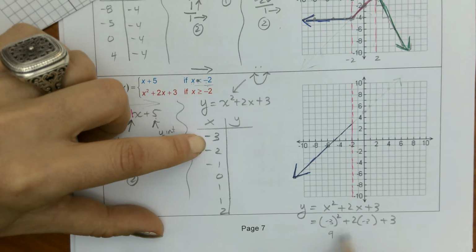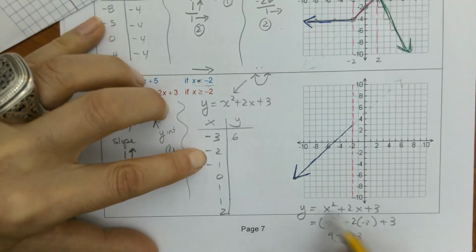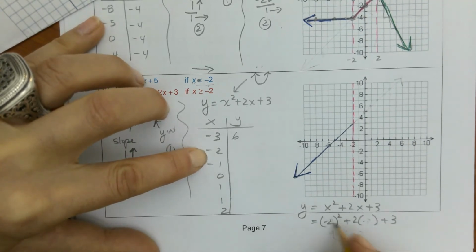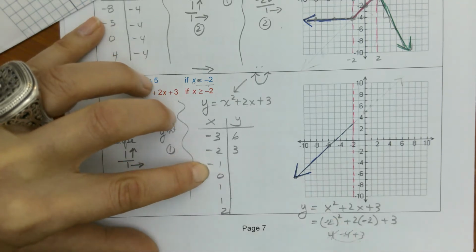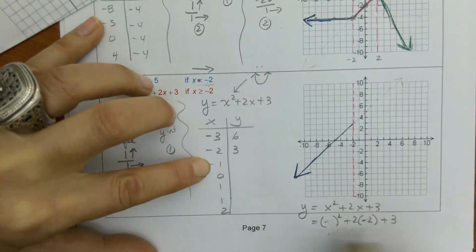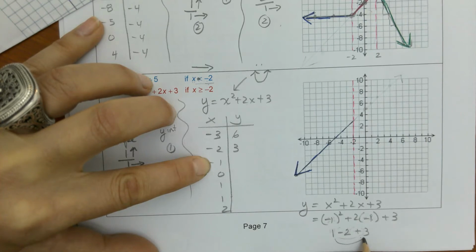-3 squared is 9. 2 times -3 is -6 plus 3. That's 12 minus 6, that's 6. Now I'm going to put a -2 in. -2 squared is 4. This is -4 plus 3. So that cancels out and I'm left with 3. Now I'm going to put a -1 in. -1 squared is 1. 2 times -1 is -2 plus 3. Well, that's 4. 4 minus 2 is 2.